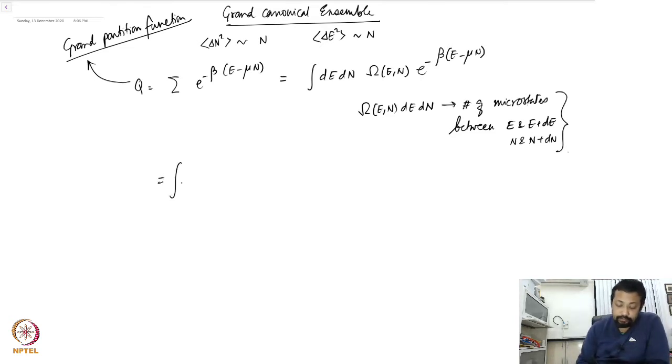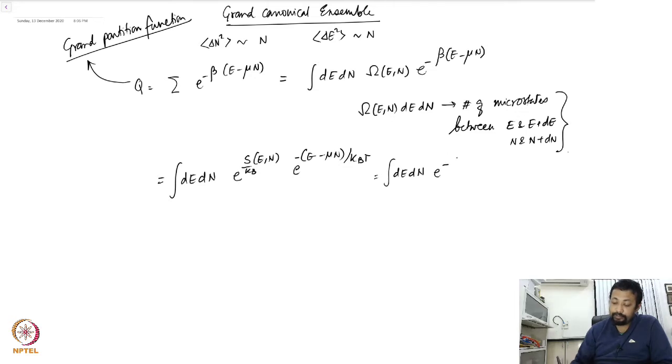Again, this route is pretty straightforward, as we had done. A little bit more elaborate because now we have two variables, omega is e to the power S(E, N) over kB minus (E minus mu N) over kB T times e to the power minus (E minus mu N) over kB T, so that this becomes the integral dE dN e to the power minus (E minus TS minus mu N) over kB T.